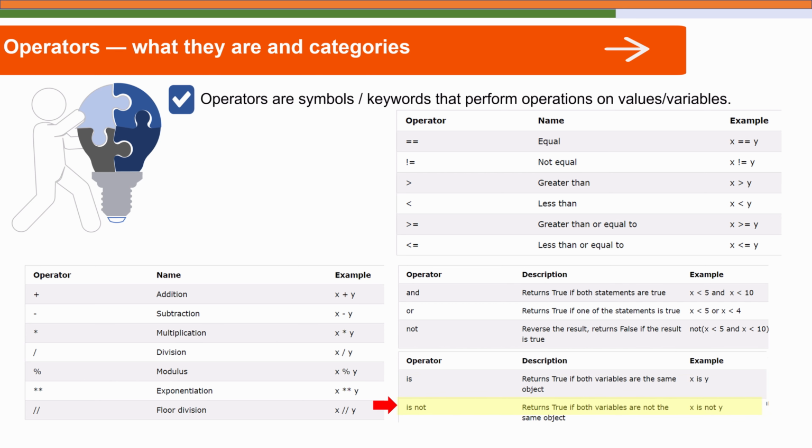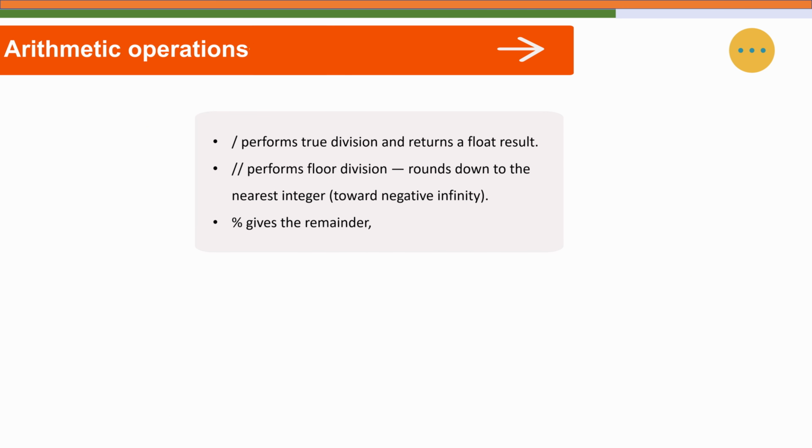So in summary, Python operators help us perform calculations, comparisons, and logical tests efficiently, and understanding which operator to use and when is key to writing clear and bug-free code. Python arithmetic is very intuitive.